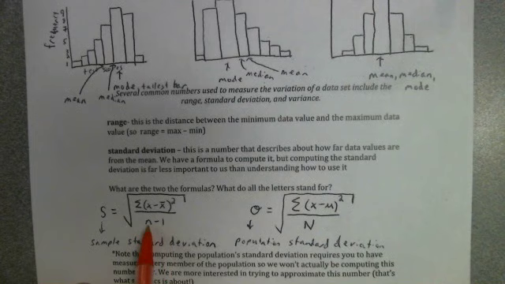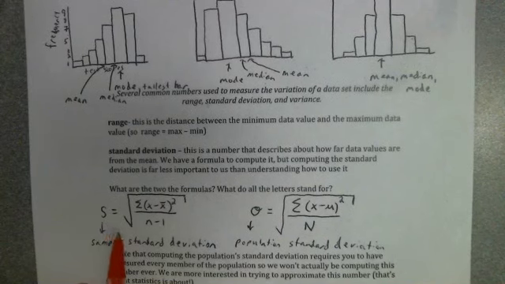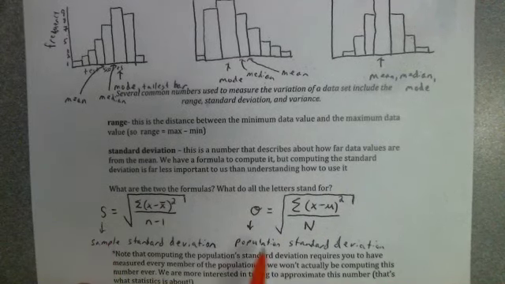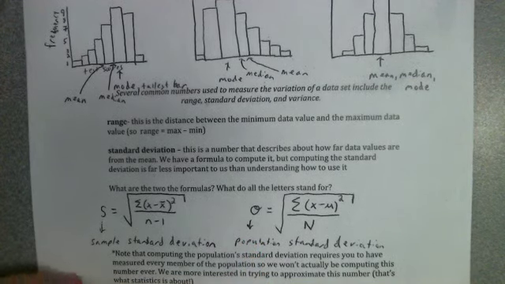So if we grabbed 40 men, we would be dividing by 40 minus 1. And after that, you take the square root of the whole thing. So the sample standard deviation gives an estimate of the population standard deviation. Again, we're going to use these formulas. It's going to spit out a number. That number will help describe how spread out men's heights are.